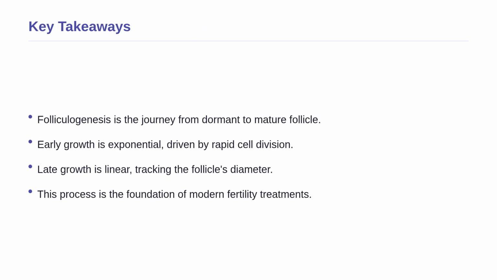We have covered a lot of ground today, so let us summarize the most important ideas. First, folliculogenesis is the vital, multi-stage journey of an ovarian follicle from a dormant state to a mature, ovulation-ready structure. Second, we learned that this growth happens in two distinct mathematical phases: early explosive exponential growth of granulosa cells, followed by steady linear growth of the follicle's diameter.